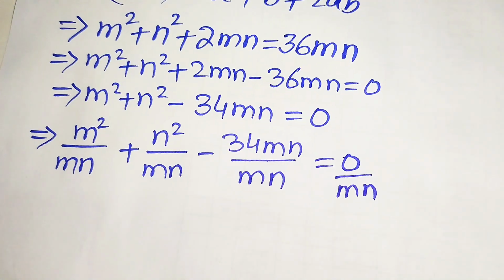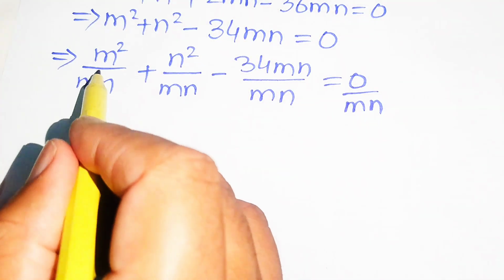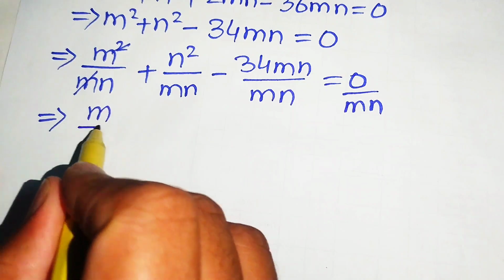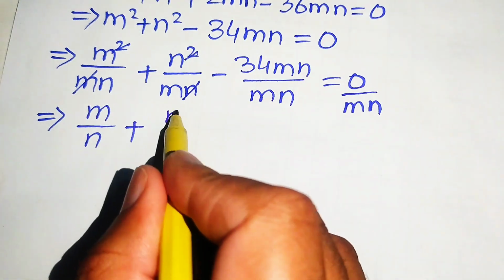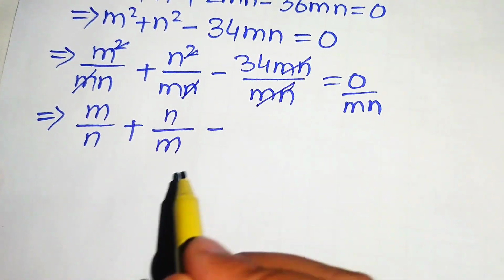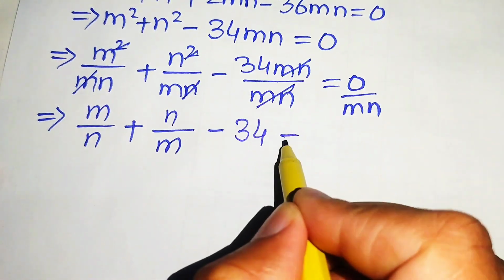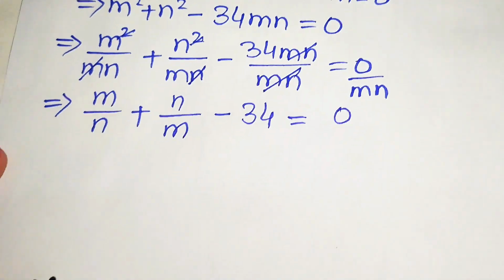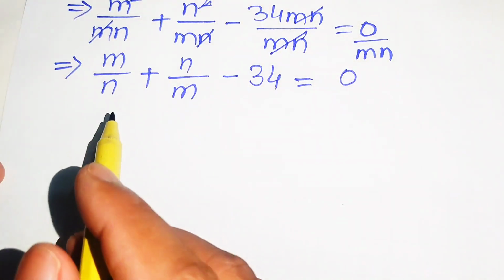Here we divide both of the sides by m times n, and you see that this m is cancelled out by this m, and we obtain m over n plus, this n is cancelled out by this n, and we get n over m minus, this mn is cancelled out by this mn, and we get only minus 34. You know that 0 over mn equals 0. Now this equation will be converted into an m over n term.